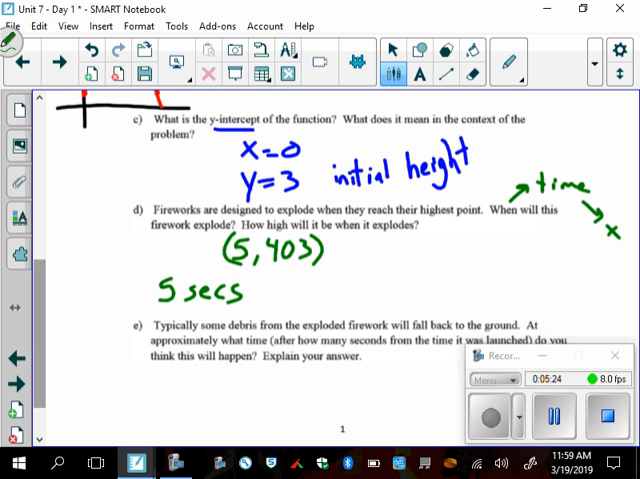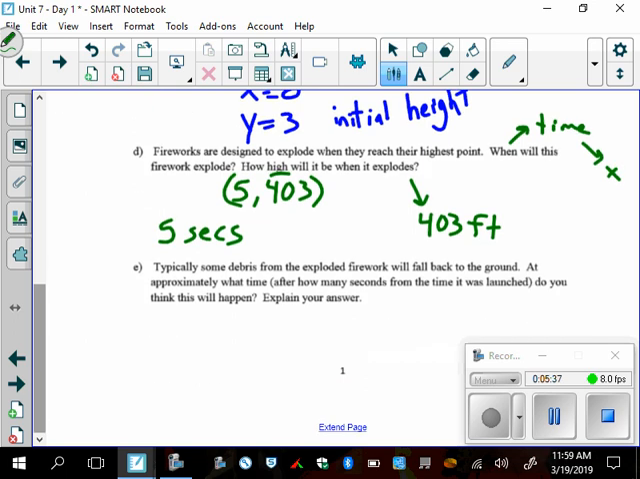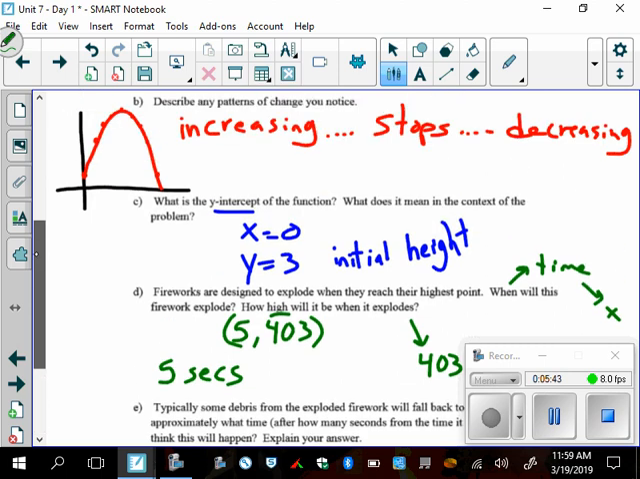And how high will it be? In this case, we're talking about height, so this would be 403 feet. It could be a different scenario, but we just want to know what that X and that Y mean. It says typically some debris from the exploded firework will fall back to the ground. At approximately what time do you think it will land?